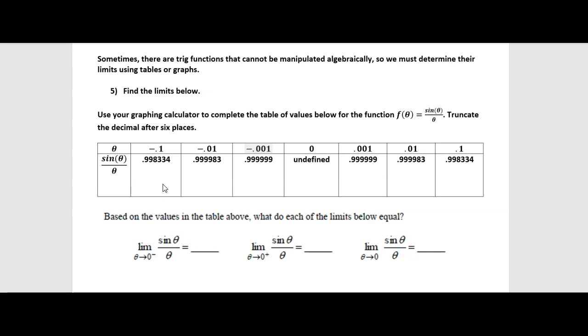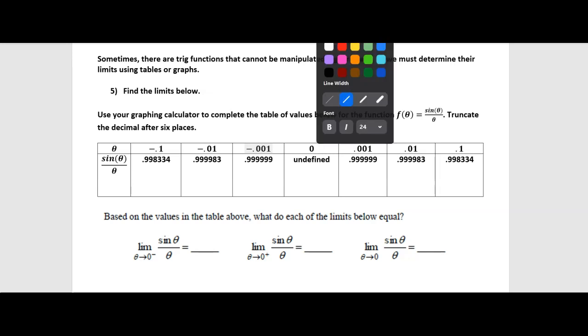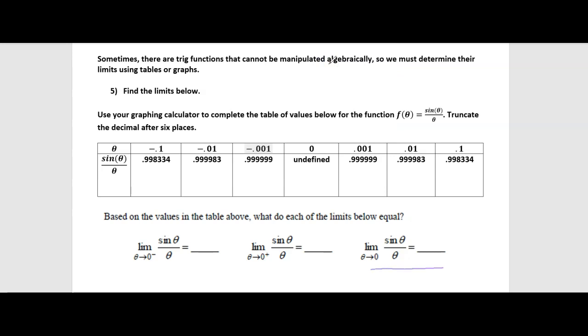So I'm just going to start reading off what I have up here. Sometimes there are trig functions that cannot be manipulated algebraically, so we must determine their limits using tables or graphs. Now, the first helpful limit that we're going to look at, and again, we're going to see this limit pop up in future problems, and if we know what this limit is equal to, it will help us simplify problems down the road. And maybe you'll see what I mean once we get to an actual practice problem. But for now, we just want to figure out what this limit is equal to.